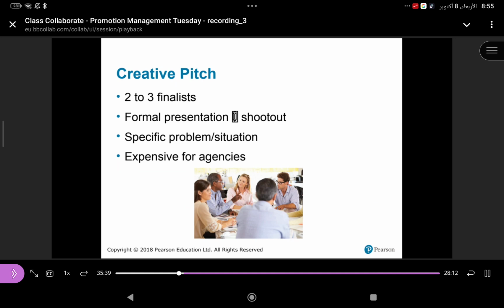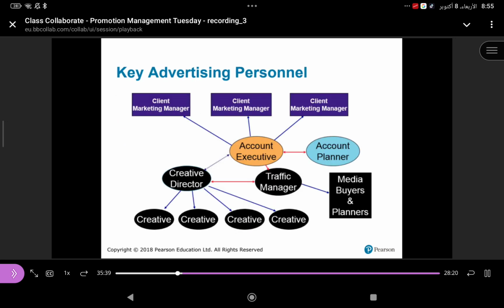All these things, they have a creative pitch. So these are examples, and key advertising personnel are related to the executive, the planner, director, and the manager. They all try to work together.